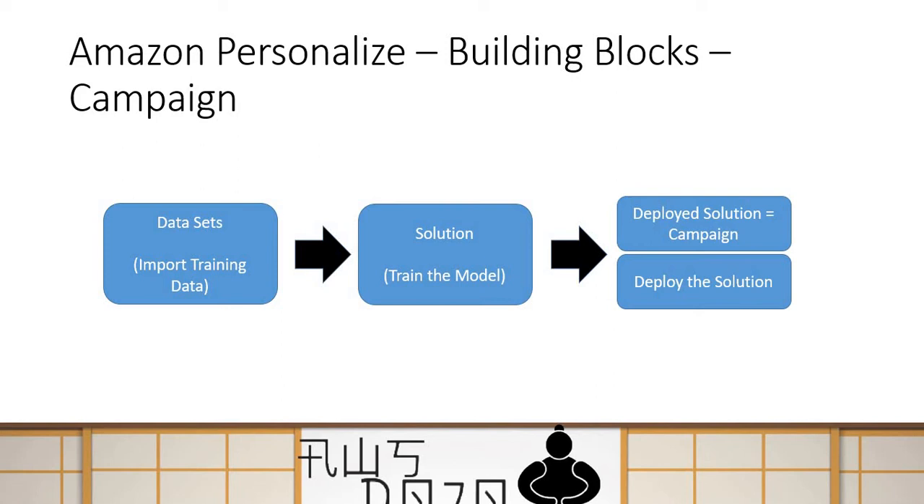And with this, actually, your model is ready. Yeah, your solution is ready. Now all you need to do is simply make an API call to this campaign and get recommendation about your users.